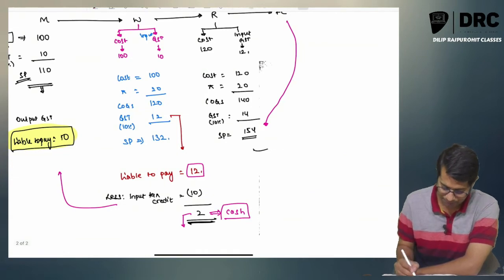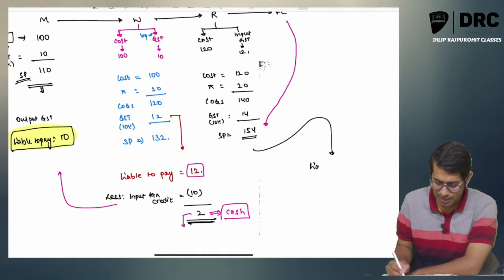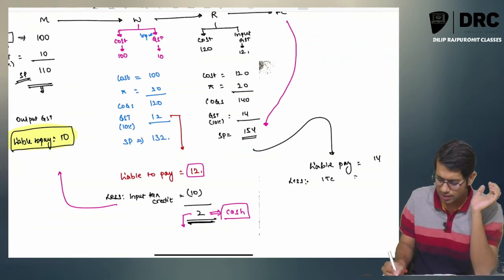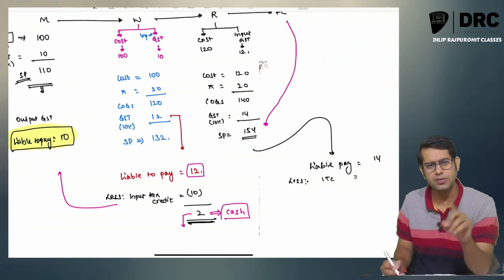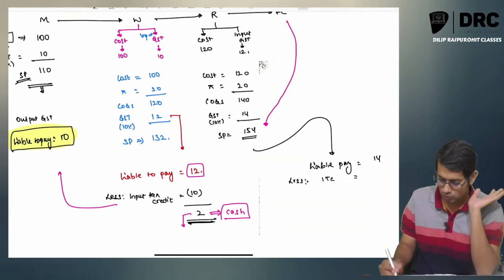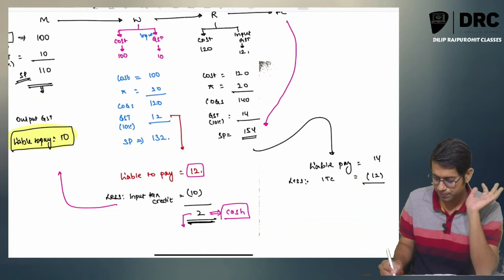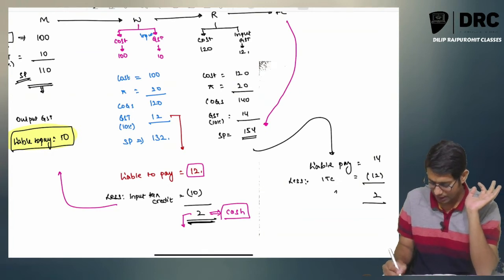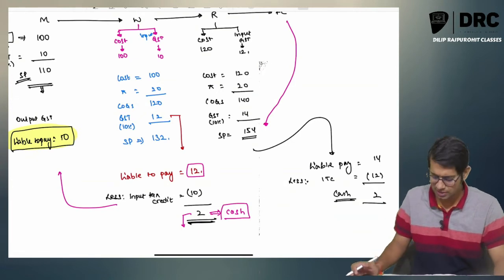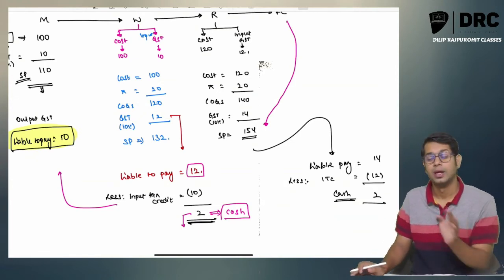Similarly, the retailer is liable to pay how much? 14. Now the government says, hey retailer, I know that you are liable to pay 4 rupees to me, but do you remember that when you purchased this product from the wholesaler, you already paid some amount to me? You please reduce that amount and pay me only the difference. The difference amount is required to be paid in cash.